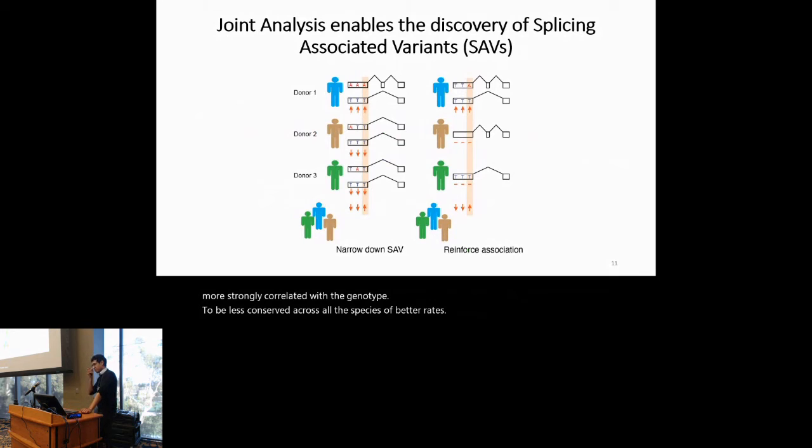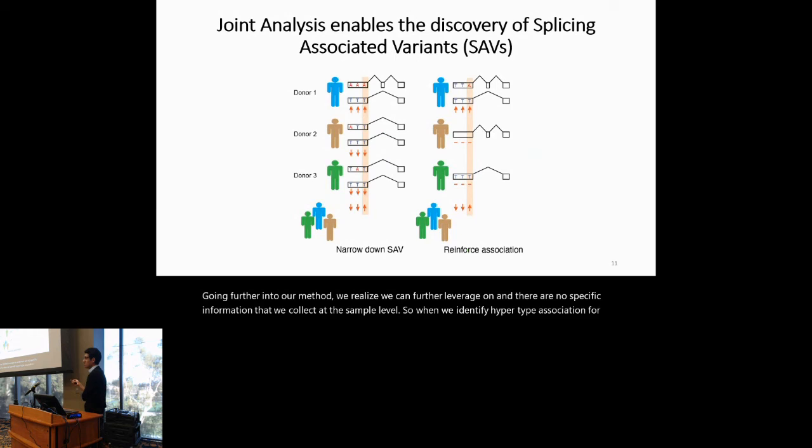Going further into our method, we realize we can further leverage the allele-specific information that we collect at the sample level. When we identify haplotype association for individual donors, all we are learning is that there is a correlation between the haplotype and splicing. The next question is then, can we identify the specific genetic variant that is associated with the splicing?